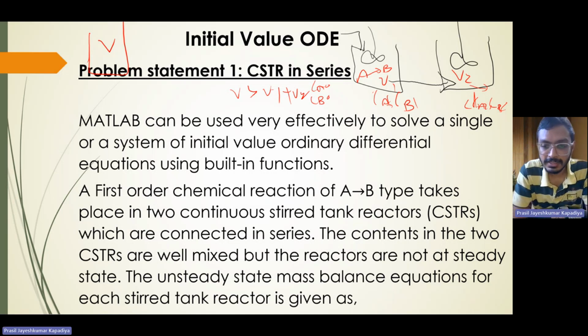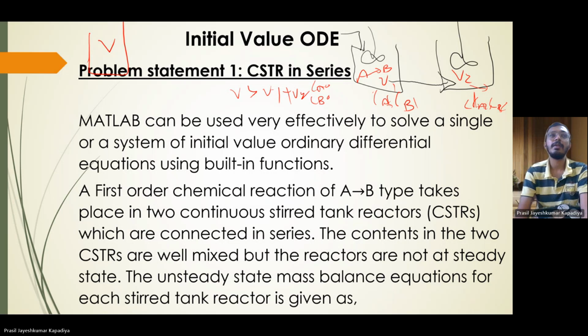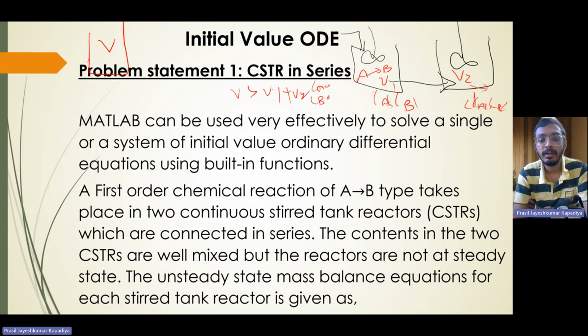A first order chemical reaction of A to B takes place in two continuous stirred tank reactors which are connected in series. The contents in the two CSTRs are well mixed, but the reactors are not at steady state. The unsteady state mass balance equation for the reactor is given. What do you mean by steady state? Steady state is when the value of, say, temperature, pressure, or in this case concentration, is not changing with time.